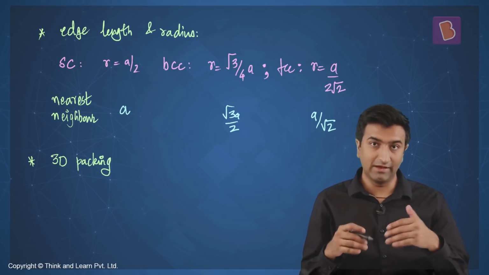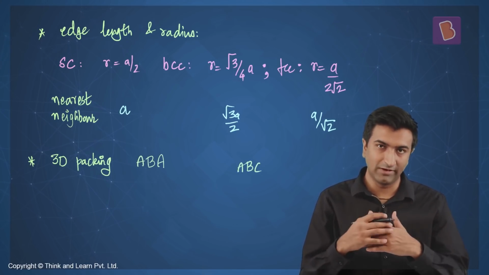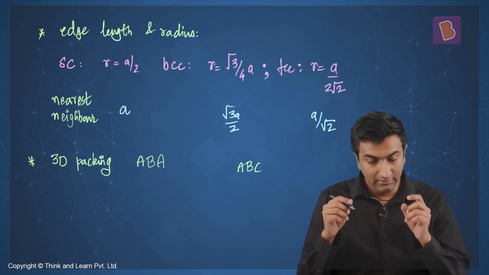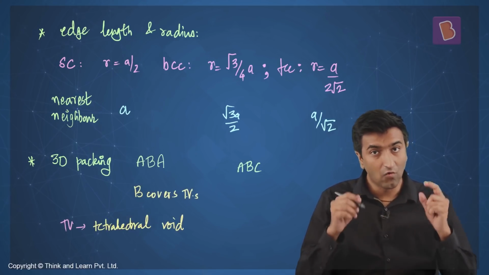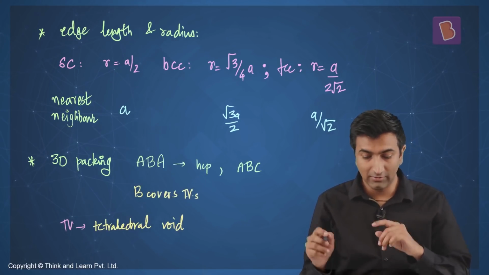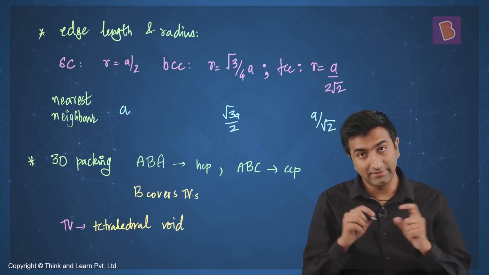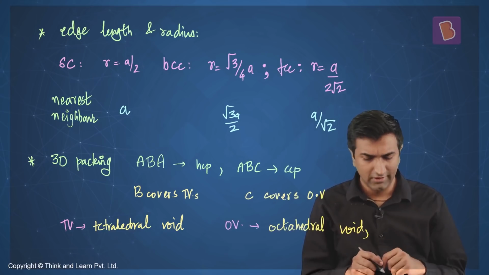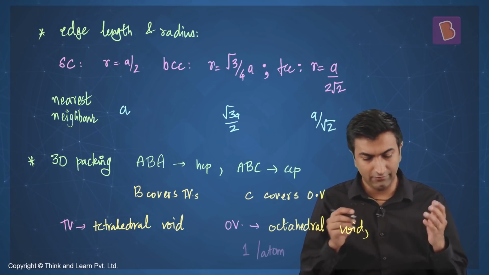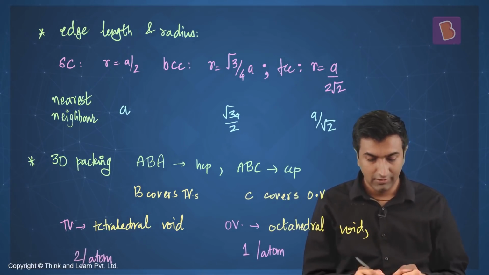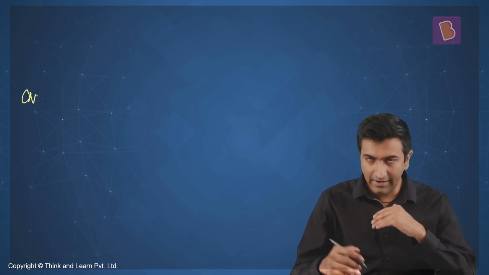So you have layers. If you have AB type of layers, where B covers the tetrahedral voids, then you get HCP. Similarly, if you have ABC type of packing, that's called cubic close packing, and there C covers octahedral voids. Octahedral voids, you have 1 per atom, tetrahedral 2 per atom. So coordination number also goes hand in hand with all of this.